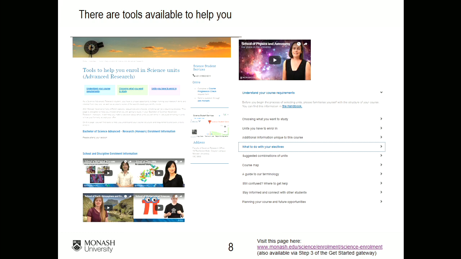It's really important for you to accept that offer so that you can get enrolled in time and so that you can get enrolled in those units. You haven't accepted your offer officially until you're enrolled in units for first year. So make sure you go through that enrolment process.